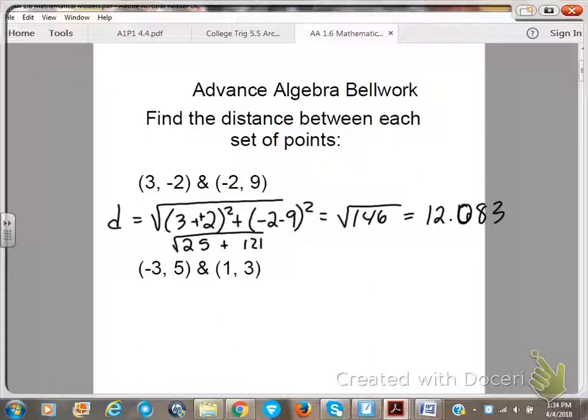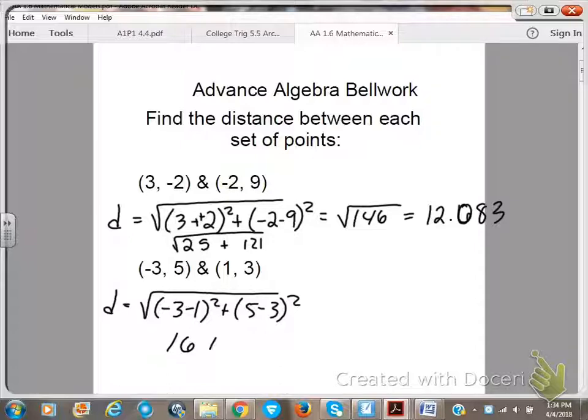All right, on the next one, setting it up the same way, we're going to have negative 3 minus 1 squared plus 5 minus 3 squared. Negative 4 squared is 16. 2 squared is 4. Looking at the square root of 20.